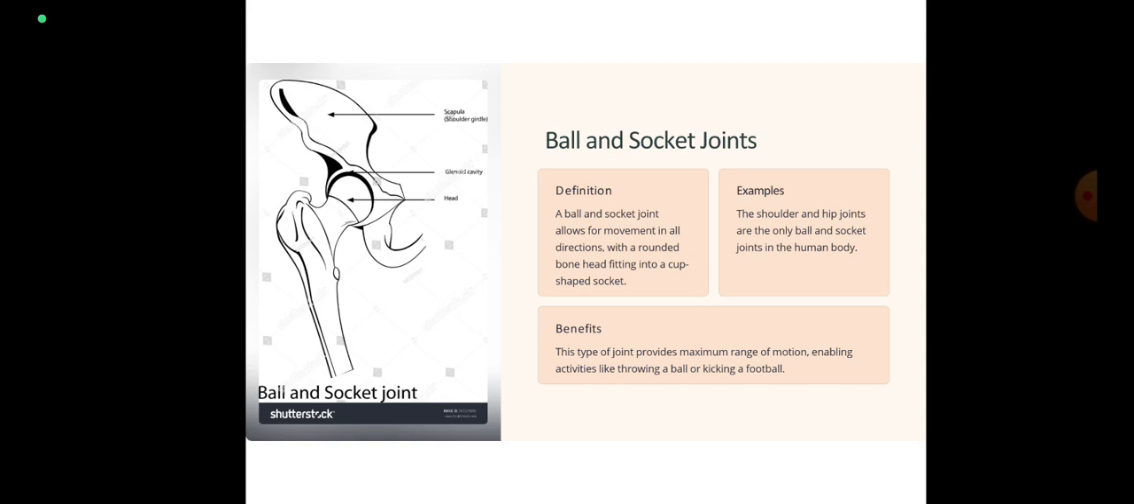Example: the shoulder and hip joints are the only ball and socket joints in the human body. The benefits of the ball and socket joint: this type of joint provides maximum range of motion, enabling activities like throwing a ball or kicking a football.